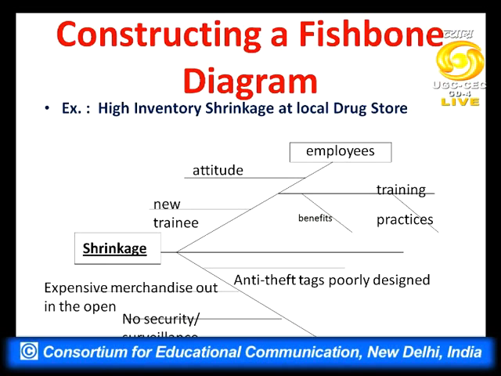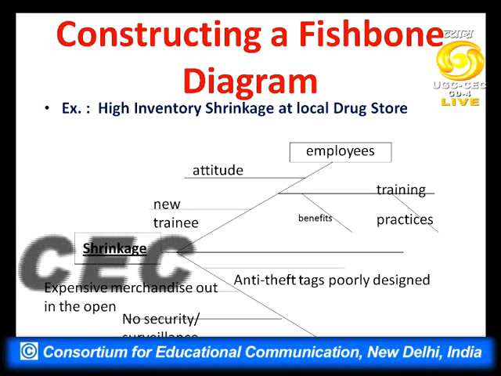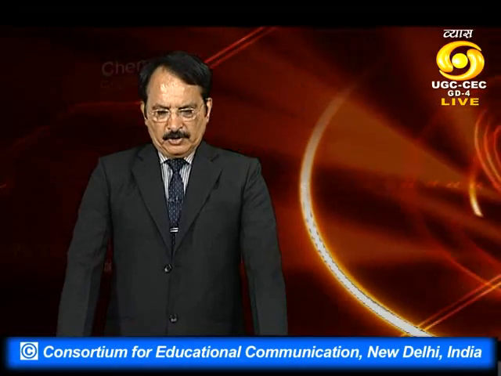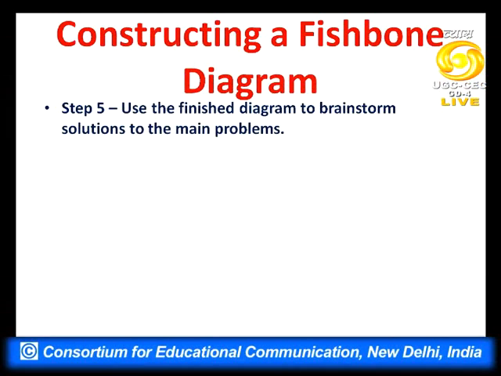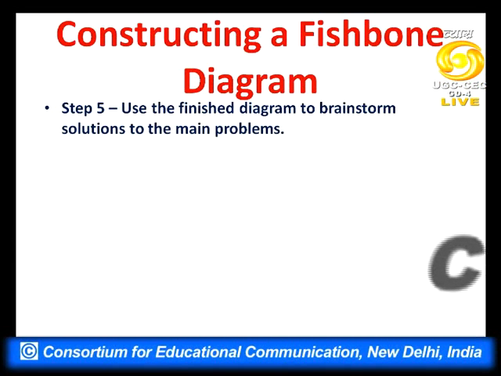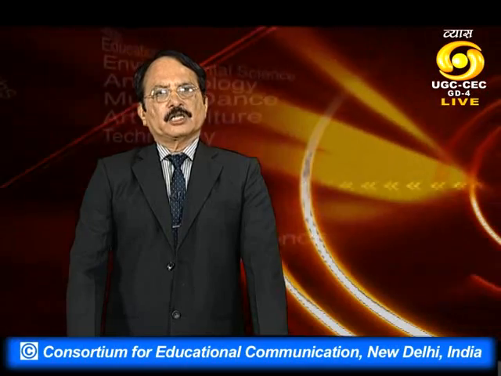Whatever problems are applicable to this particular case, those will be highlighted and a solution will be found for these. So, step 5, use the finished diagram to brainstorm solutions to the main problem. This completes the cause and effect diagram or fishbone diagram, or it is also known as Ishikawa diagram.